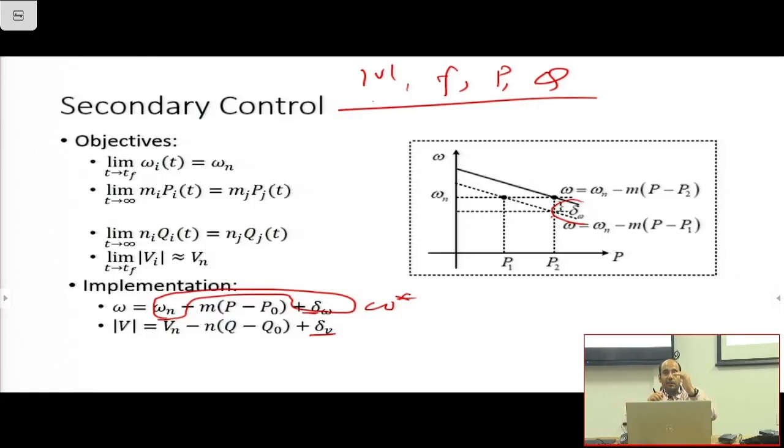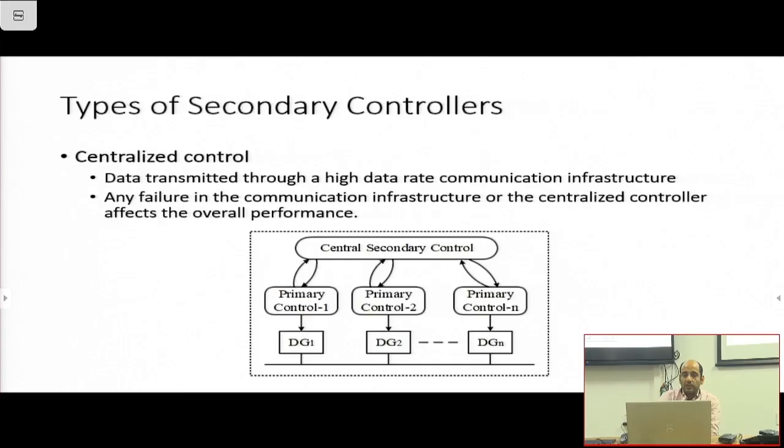So you have to maintain the power sharing, and that is why the secondary control has to be done in such a way that this variable delta omega or omega star is obtained in such a way that you maintain the power sharing, and that means you have to know each other's information. And therefore the communication comes into the picture. So the secondary control is basically implemented using some communication techniques. Based on the type of communication, we have secondary control architectures of three types called centralized, decentralized and distributed.